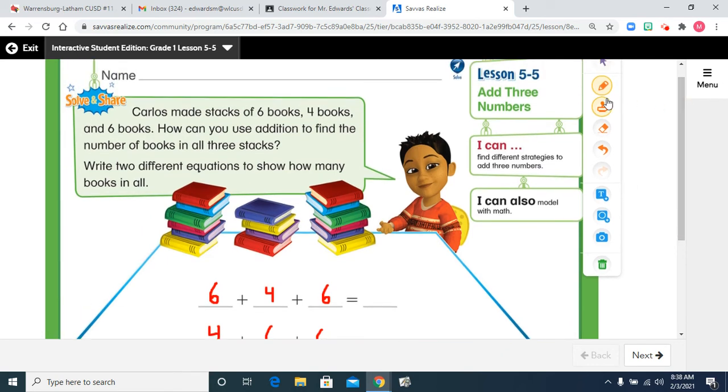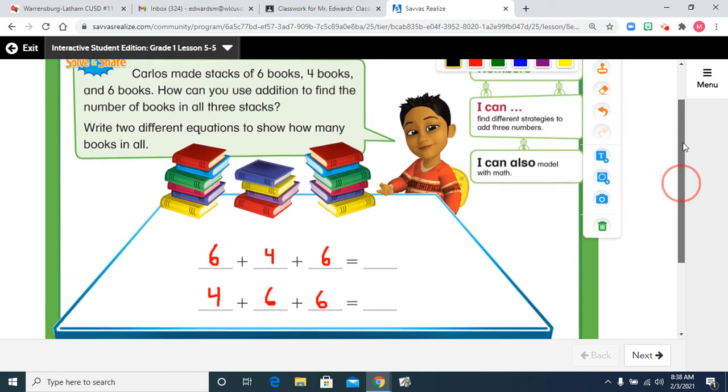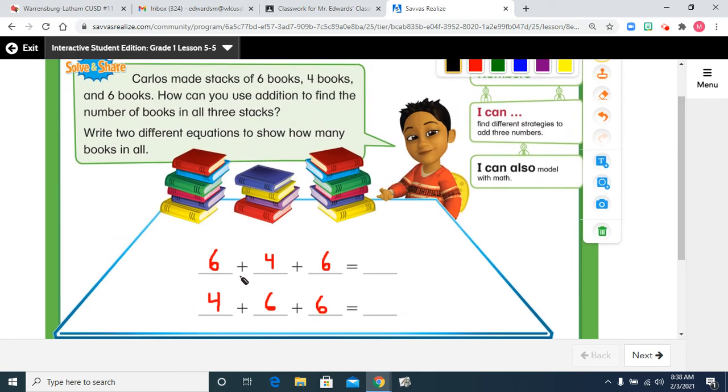Okay, so what we need to do first, in the first equation, is we need to pick 2 numbers. So I'm going to pick the first 2, 6 and 4. And what is 6 plus 4? Well, if you get on your number line or number grid, or you might know this in your brain, 6 plus 4 is 10, so write 10 above it.